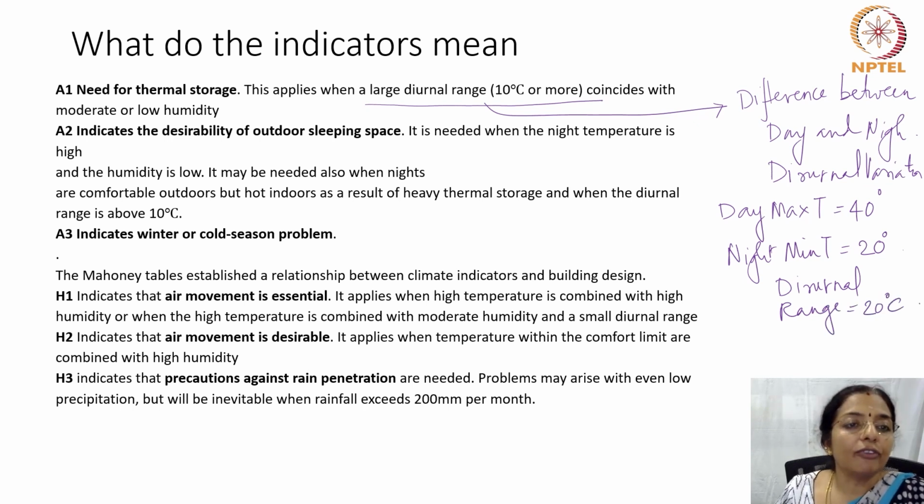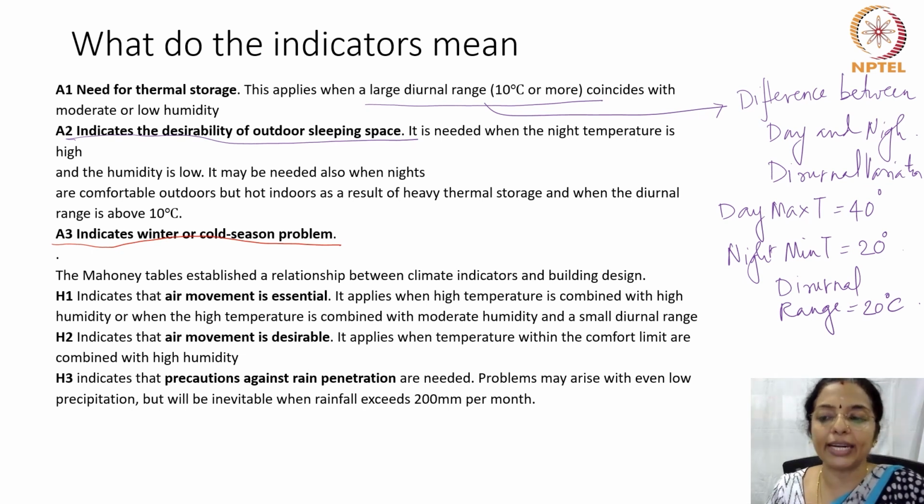If we look at A2, A2 indicates the desirability of outdoor sleeping space. Now it is needed when the night temperature is high and the humidity is low. It may be needed also when nights are comfortable outdoors but hot indoors as a result of heavy thermal storage and when diurnal range is above 10 degrees centigrade. A3 indicates winter or cold season issues. So the Mahoney tables establish a relationship between climate indicators and building design.